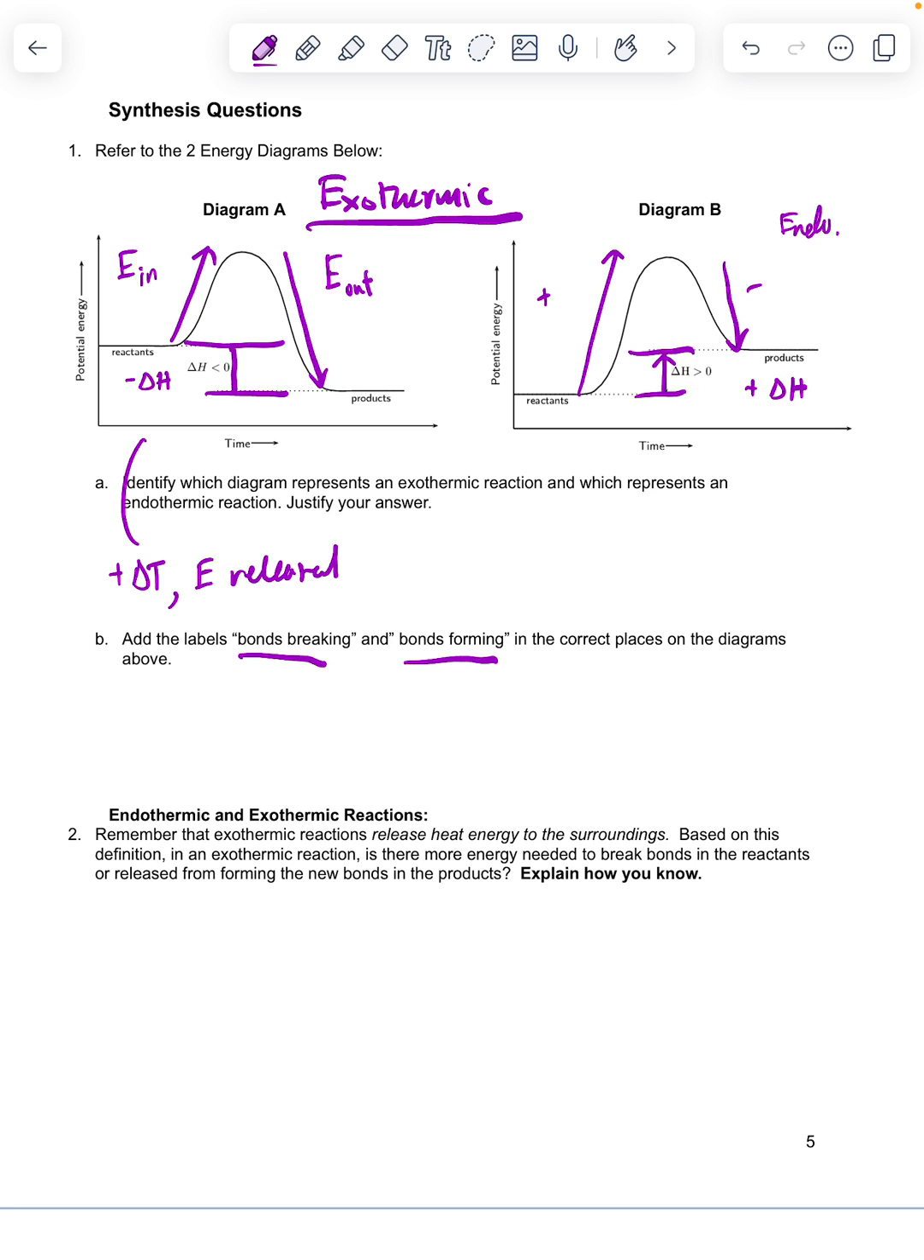Now the other thing in this diagram that you could label, we'll use a different color, this part of the hill is called the activation energy. And in this one, the activation energy is this entire thing. Activation energy is the minimum energy required to get a reaction to successfully occur. So unless the reactants have enough energy, they won't start reacting.